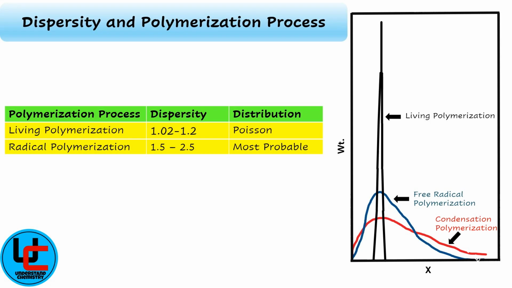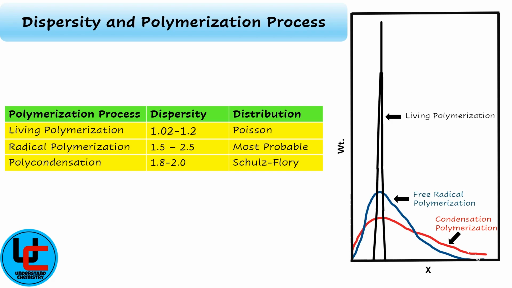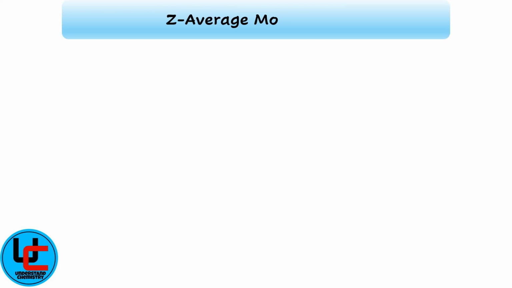significant variability exists. Polycondensation is a stepwise reaction where monomers form polymers, releasing small molecules like water and methanol. In polycondensation processes, the dispersity ranges from 1.8 to 2.0, which indicates variability in polymer chain length. The Schulz-Flory distribution explains the molecular weight distribution resulting from polycondensation.